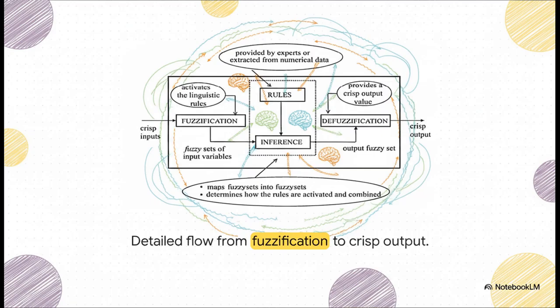Now, what's really interesting about this pathway is the central inference process. Once those inputs are fuzzified, they activate the linguistic rules. The inference engine determines exactly how those rules fire and combine simultaneously. This right here is the heart of the reasoning process, where multiple fuzzy rules are evaluated based on the data handed over by our translator.